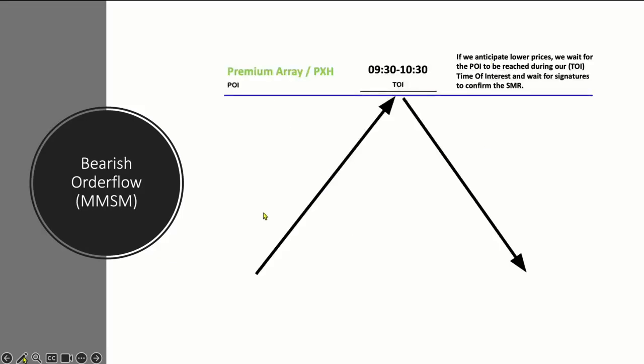If we take a look at the bearish scenario within the bearish environment, bearish order flow, we can see that repricing higher occurs into the point of interest between 9:30 to 10:30. Market forms a smart money reversal there, and then it distributes lower, targeting sell side liquidity.